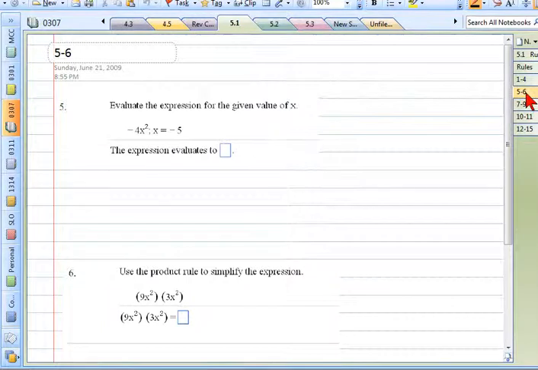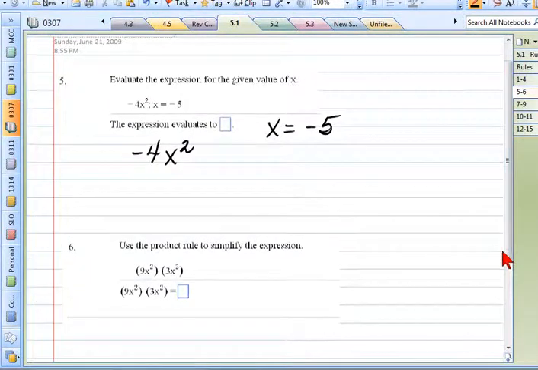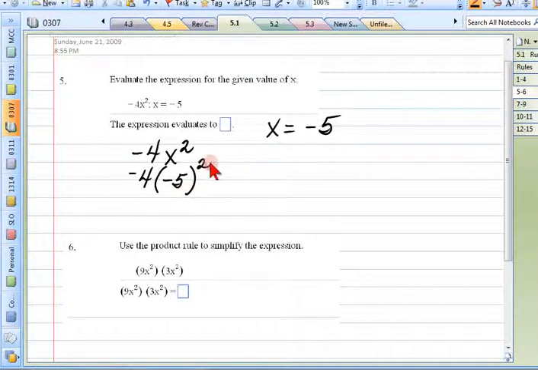Number 5 has -4x squared as an expression, and they ask me to evaluate it when x is -5. What am I going to do? Plug in. And this should feel a little bit like when we did function notation. This is -4. Now, something that's important. When you plug a number in for a variable, it is a good safety mechanism to use parentheses around it, especially if it's negative.